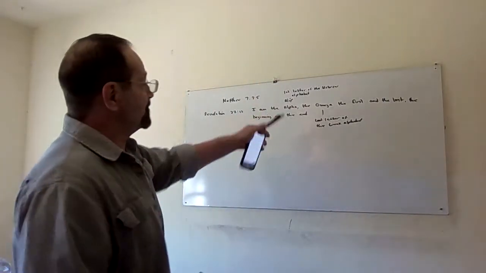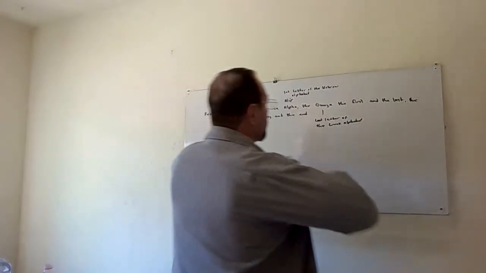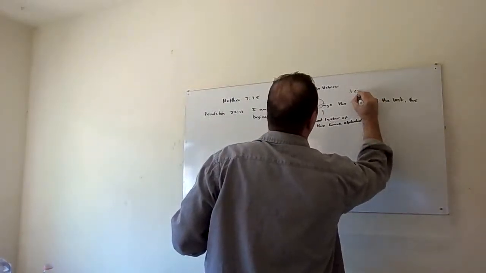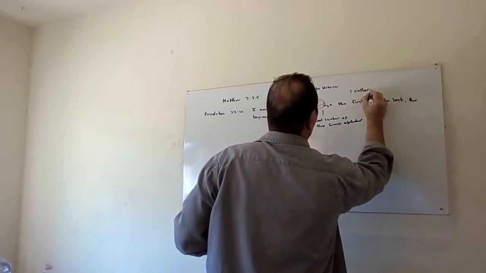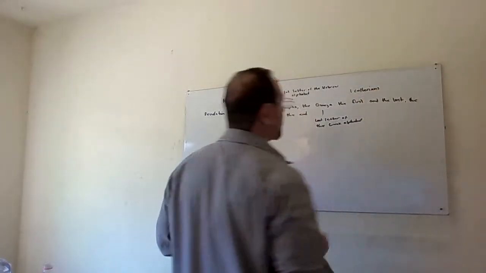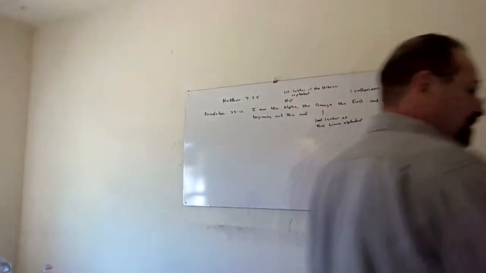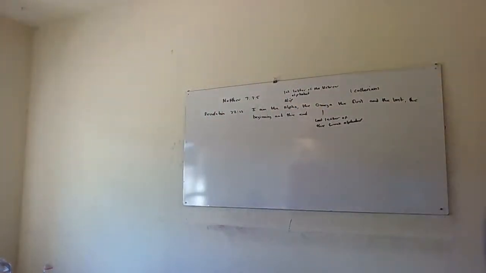So it says that Jesus is the first. And what is this? This is First Colossians. Okay, all connections that I'm getting to today are 666. Okay, we're going to get to 666 and who the beast is.